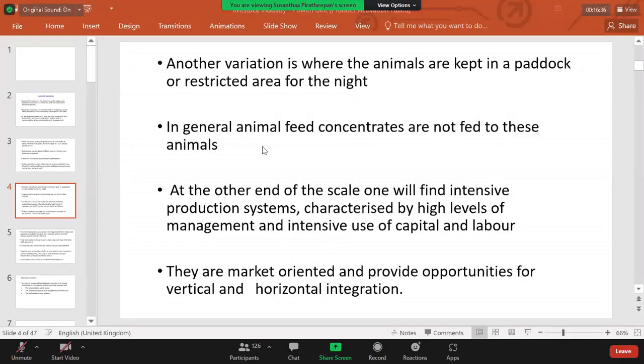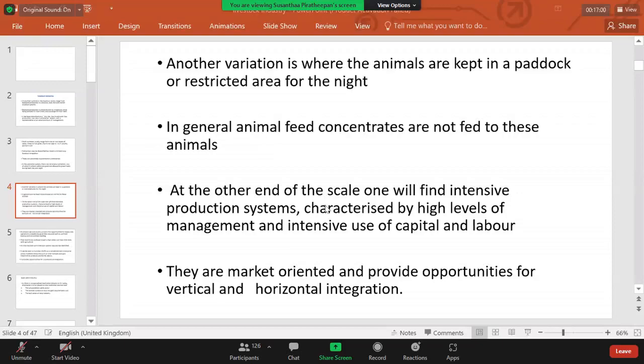In general, concentrates are not fed to these animals. In an extensive system, you are not feeding concentrate, or they are completely grazing, not feeding. There may be exceptions sometimes, but usually, when you define it as an extensive system, you are not feeding concentrate.